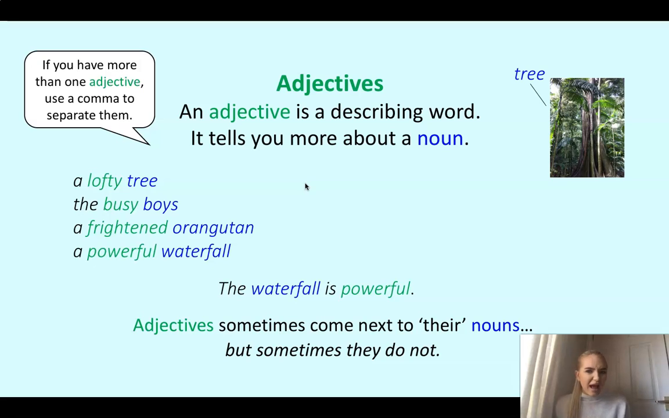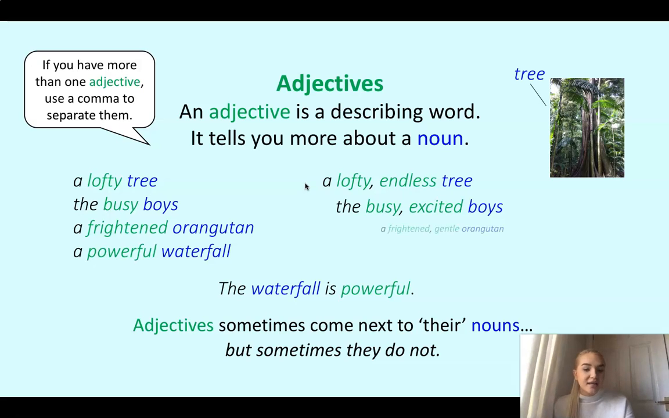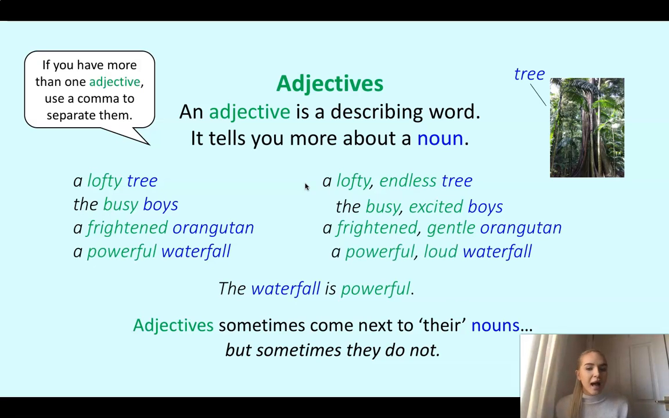And when we add two adjectives, we know we need to separate them by a piece of punctuation, don't we? What punctuation is that? That's right, we need to separate them with a comma. Now we could say a lofty, endless tree. So two adjectives to describe that tree. We could say the busy, excited boys. We could say a frightened, gentle orangutan. And we could say a powerful, loud waterfall.